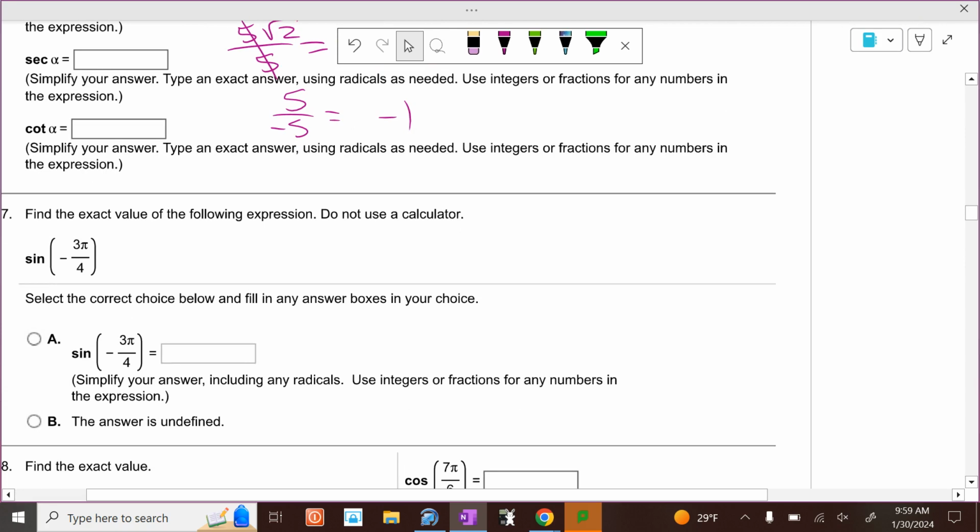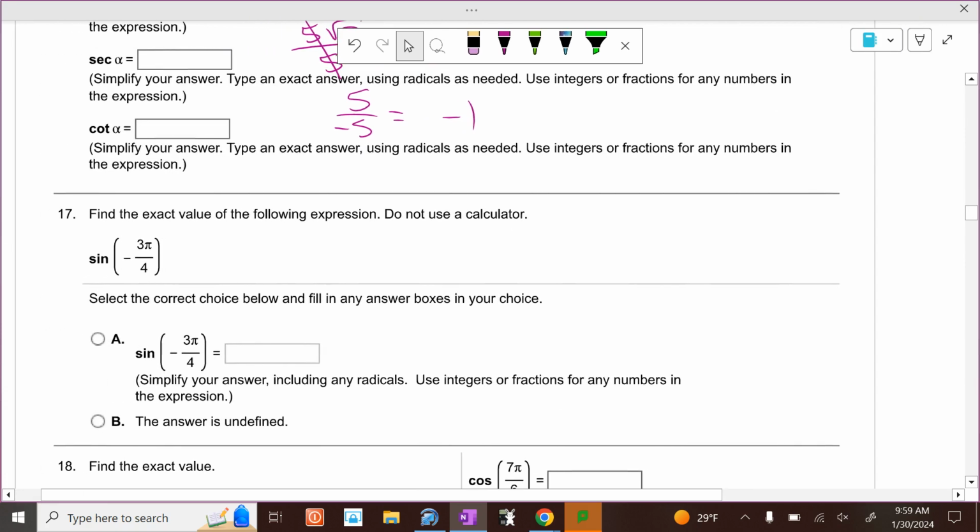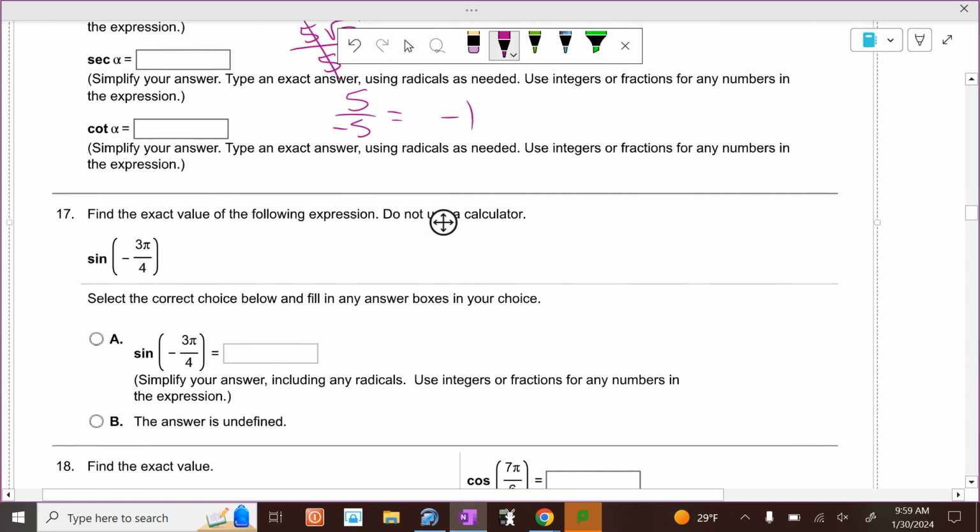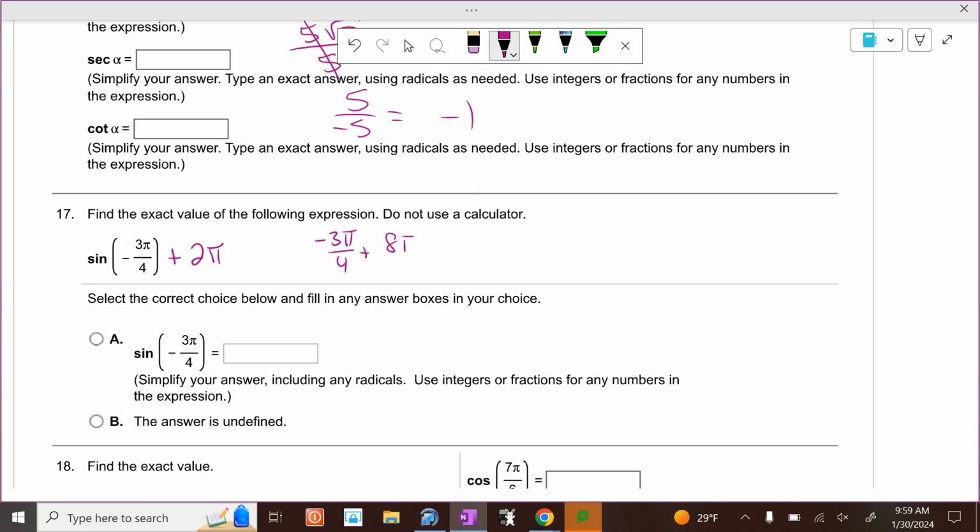Here, I would use my unit circle. The sine of -3 pi over 4. Now, just so we don't make a mistake, let's use coterminal angles here. Let's add 2 pi to this. If we add 2 pi, -3 pi over 4 plus 8 pi over 4 is 5 pi over 4, right? So I want the sine of 5 pi over 4. I look on my unit circle. 5 pi over 4 is 225 degrees. The sine at 225 degrees is negative square root of 2 over 2.